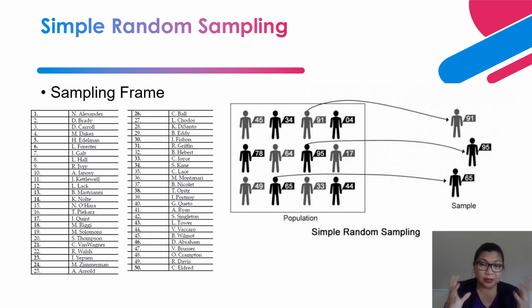Don't use the fishbowl method because that's a very, very old-fashioned way. There are a lot of techniques now and apps that you could use, and Excel is always there for you to use in order to choose randomly from your sampling frame.